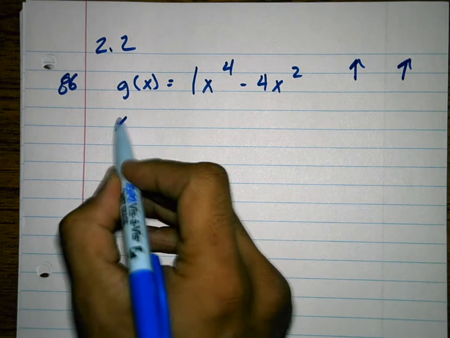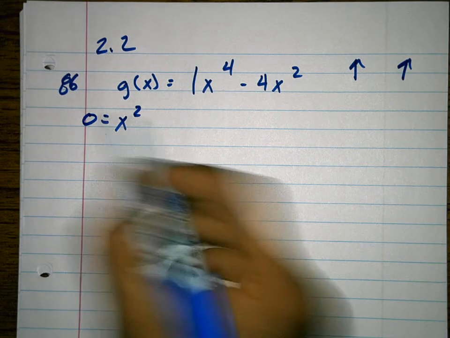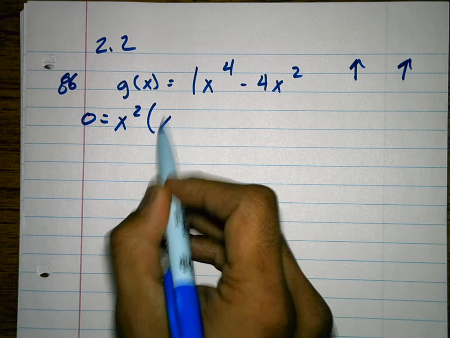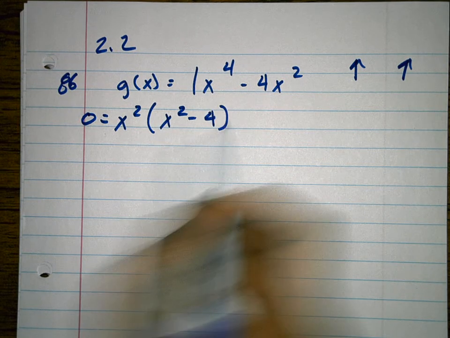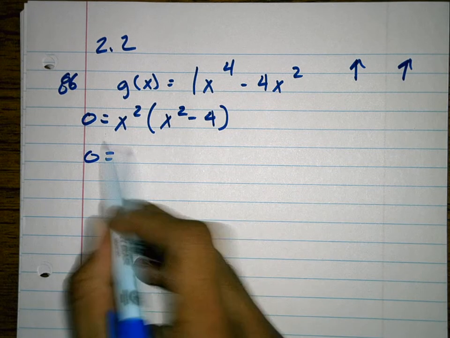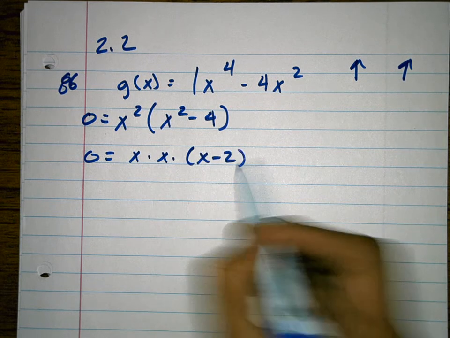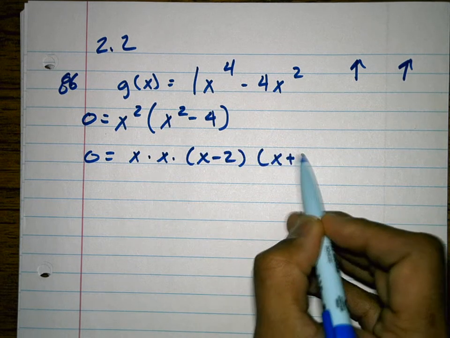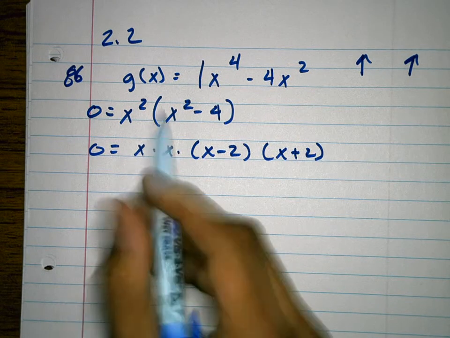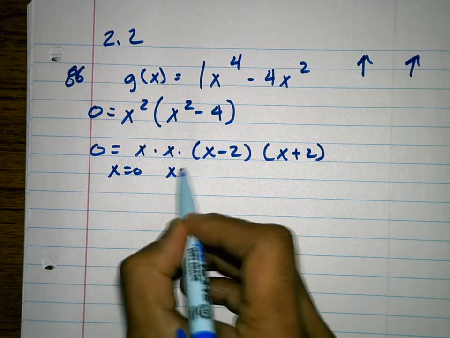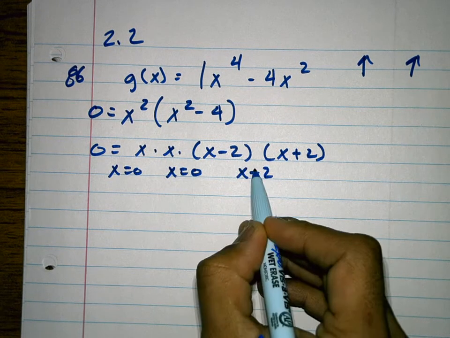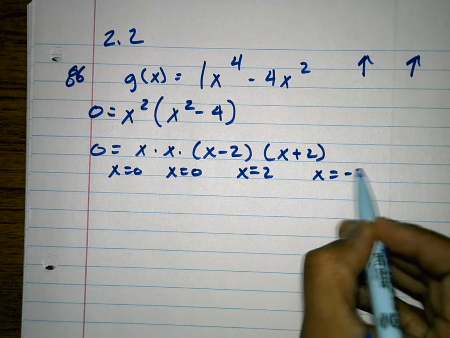So I'm going to take out a GCF, factor this thing, and set it equal to 0. I'm going to say x squared minus 4. If I can factor some more, I get x times (x minus 2)(x plus 2). That's the difference of squares. So this tells me my roots are 0, 0, x equals 2, and x equals negative 2.